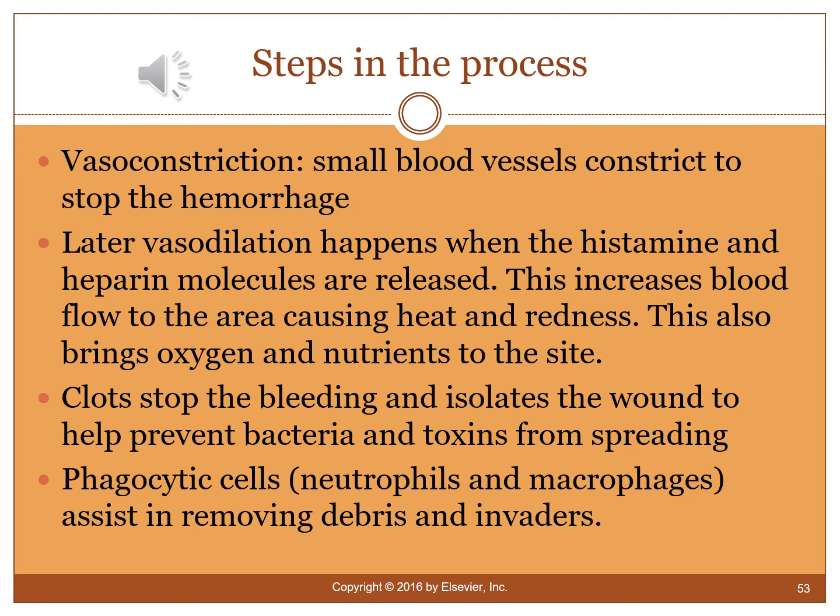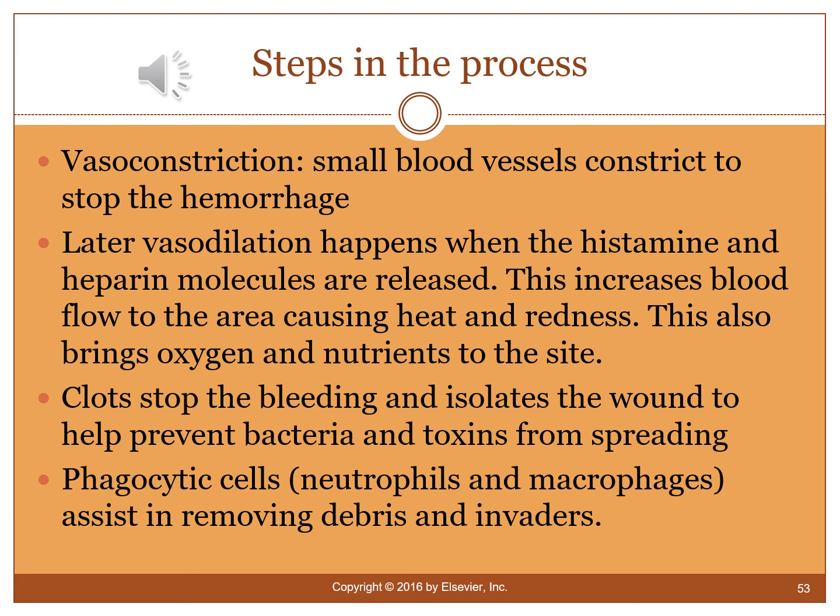The steps in the process are vasoconstriction, which is small blood vessels constrict to stop the hemorrhage, and later vasodilation, which happens when histamine and heparin molecules are released, and this allows the blood vessel to dilate. This dilation increases blood flow to the area, which is also the reason that heat and redness is seen. This also brings oxygen and nutrients to the site.